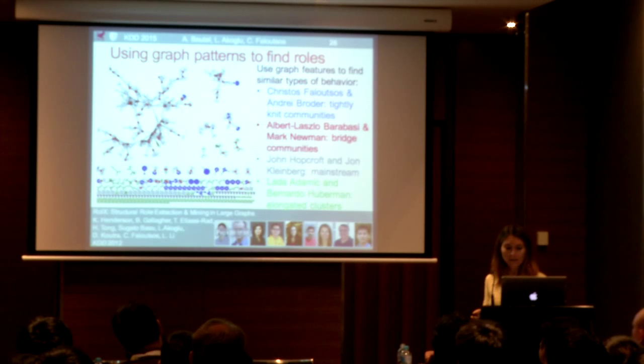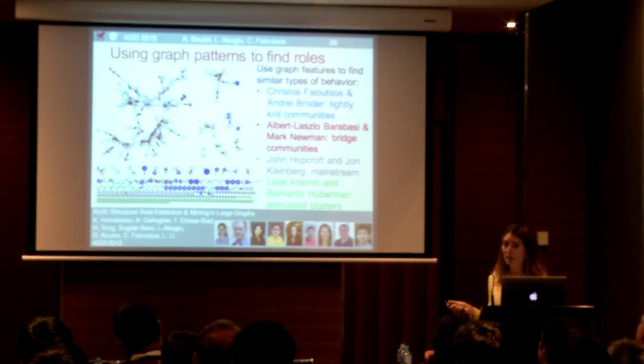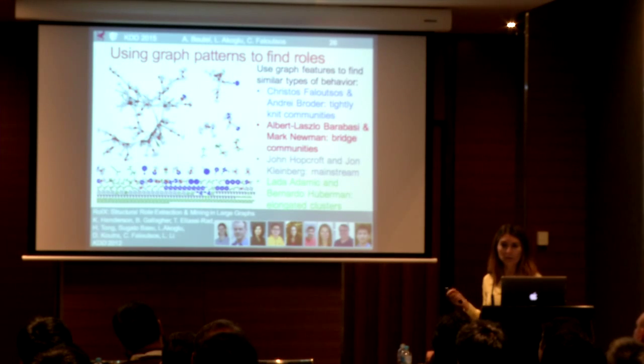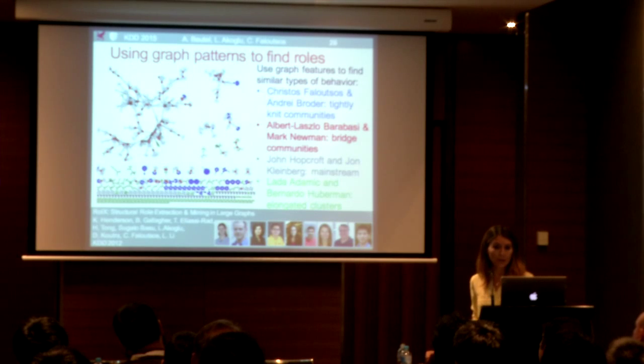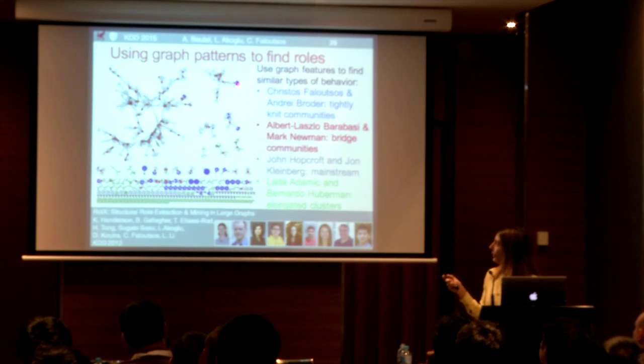Okay. Here are some examples of these roles. You are seeing a network of network scientists. So each node is a researcher, and this is a collaboration network of network scientists. And we found here 4 types of roles. The blue nodes here form dense cliques. For instance, Christos and Andrei Broder, they belong to dense cliques of big blue dense subgraphs.